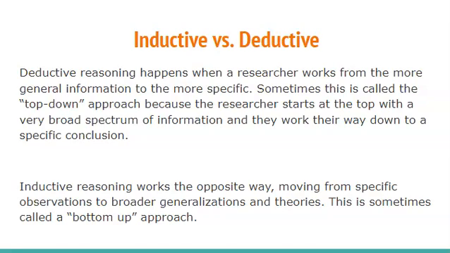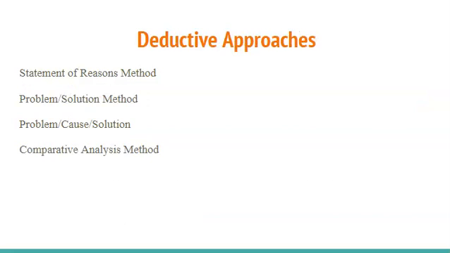So deductive reasoning, if you think of deduction and when you have to deduce something, you work from general to the more specific. This is the top-down approach. So this is very broad, and then you work your way to a specific conclusion. Inductive is the opposite. You work from specific observations to broader generalizations and theories, and it's a more bottom-up approach. And to illustrate this, I have our approaches broken down into different categories. So your deductive approaches would be the statement of reasons method, problem solution, problem cause solution, and comparative analysis.